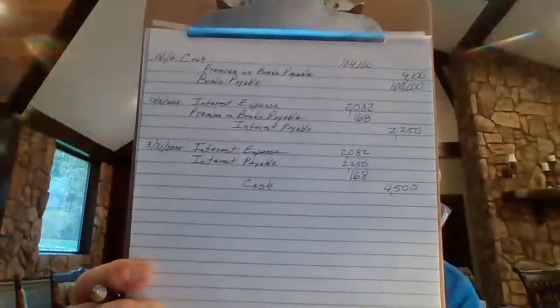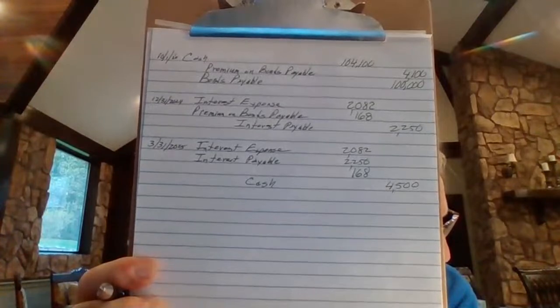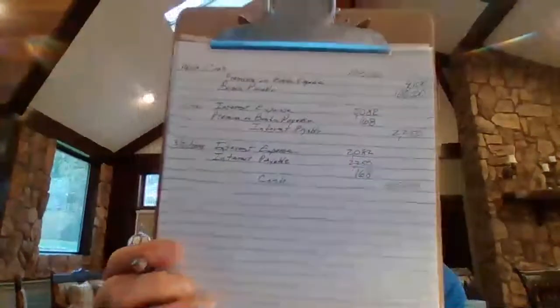So let's see what we have here. I have 2082 plus 2250. I have 4332, if you can see it here. And I'm paying $4,500 out in cash. So I'll change that, 4,500. The difference being $168, which is what? The second half of that amortization of 336 on the fourth line of the amortization table in column D. Premium on bonds payable.